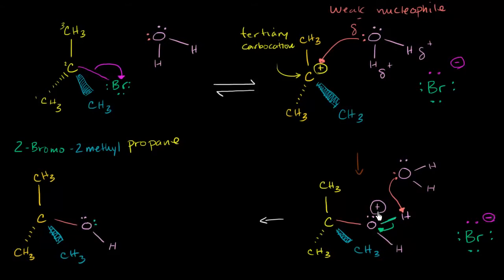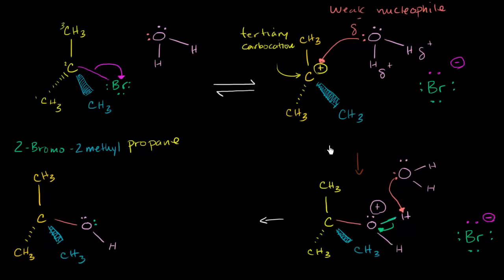It went from being positive. Over here, it only had half of this bond, so it's the equivalent of one electron charge. Now it has the whole bond. It literally has both electrons. So now this thing is neutral. And now this molecule right over here becomes a hydronium cation.